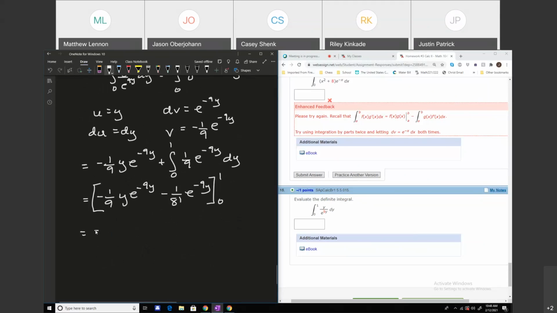So when you plug in 1, we just get minus 1/9 e to the minus 9 minus 1 over 81 e to the minus 9. And then we want to subtract. When you plug in 0, again, the first term vanishes, and the second one just turns into minus 1 over 81 e to the 0, which e to the 0 is just 1, so minus negative 1 over 81, essentially. So we've got minus 1 over 9 e to the negative 9 minus 1 over 81 e to the negative 9 plus 1 over 81.